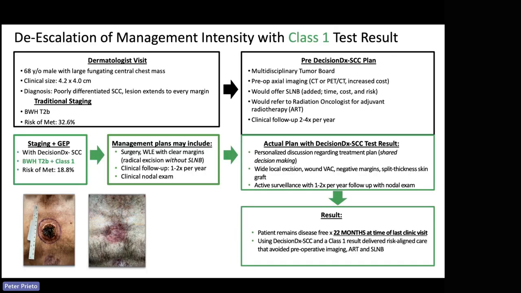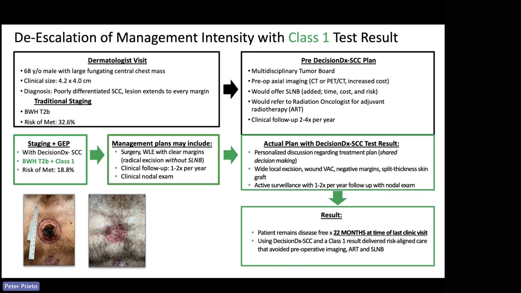So I want to briefly discuss a case from my clinical practice where I was able to actually de-escalate management intensity with a class one test result. That's the lowest risk based on the clinical validity and clinical utility of the assay. In this patient, for example, I utilized the workflow I just reviewed and evaluated the patient's specific clinical and pathologic risk factors in the context of his 40 GEP result.